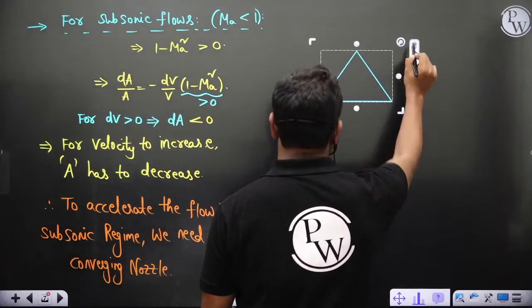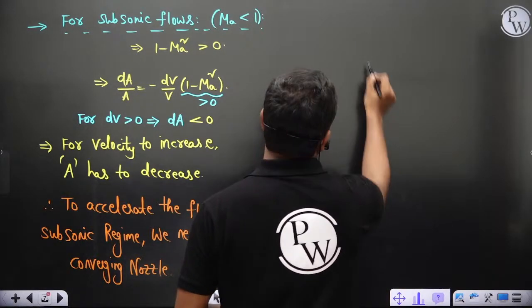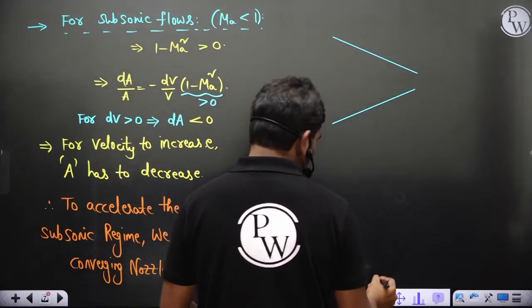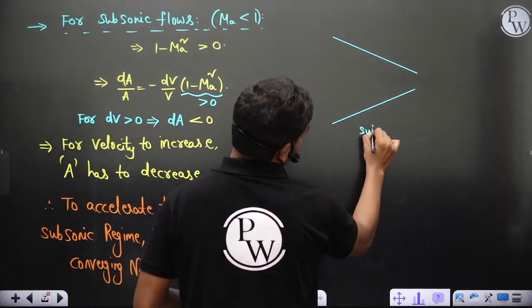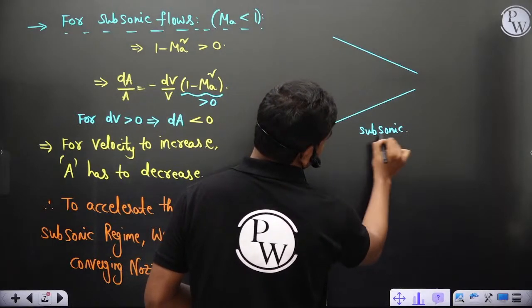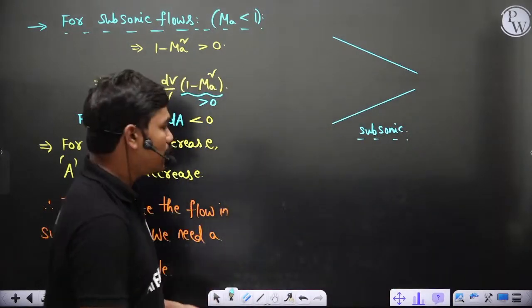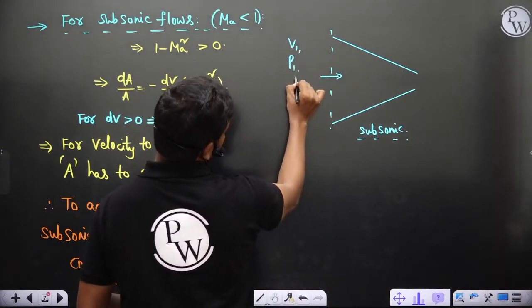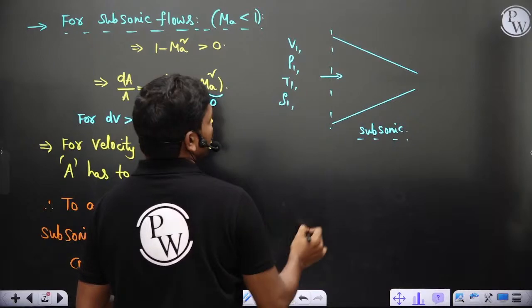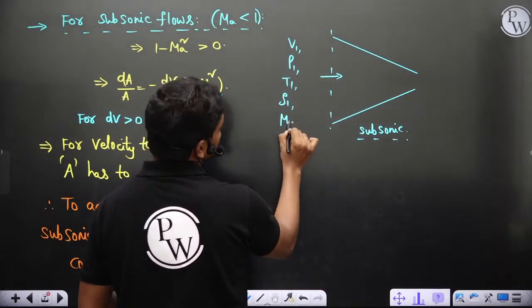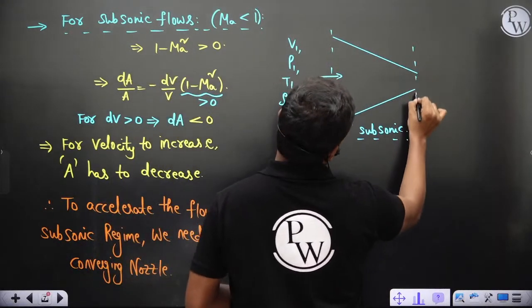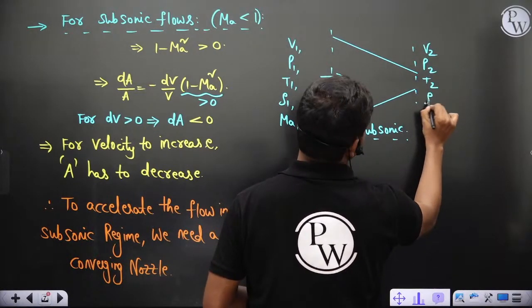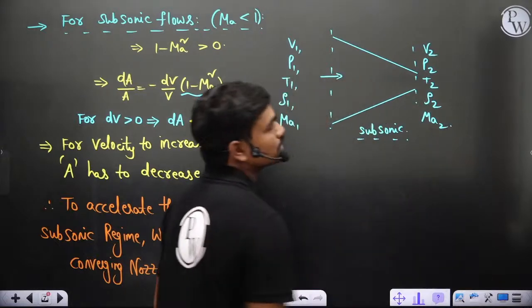Okay, so if you have a converging nozzle, and this is the case of subsonic flows. Let's say here the properties are V1, P1, T1, ρ1 and Mach number 1, and here you see V2, P2, T2, ρ2 and Mach number 2 in general.